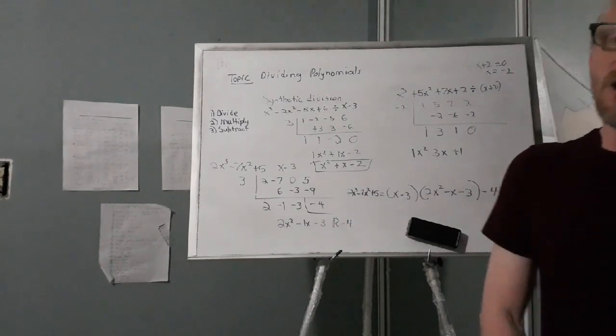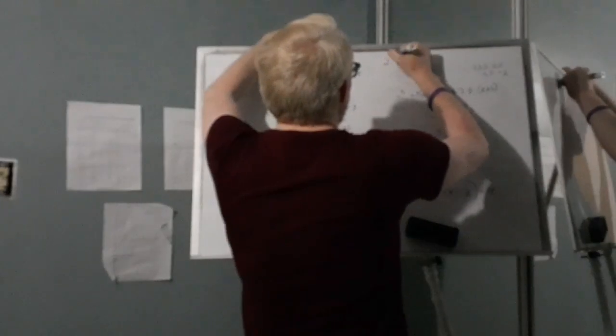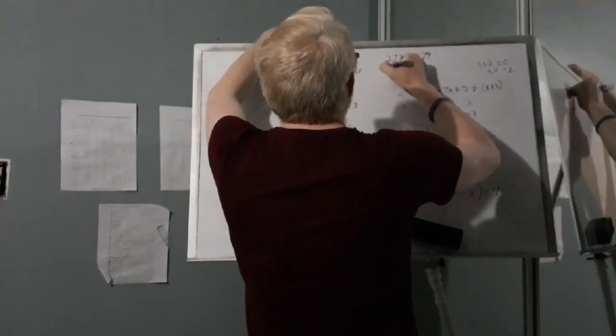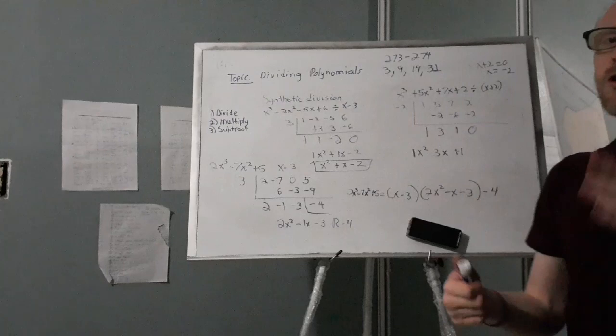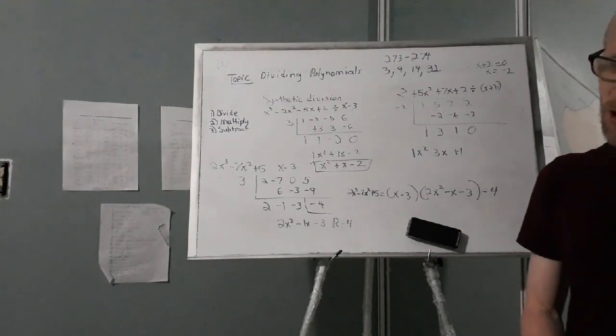So what are you going to do now? Well, you're going to go to pages 273 and 274, and you're going to work on problems 3, 9, 19, and 31. Ladies and gentlemen, again, that is pages 273 and 274, problems number 3, number 9, 19, and 31.